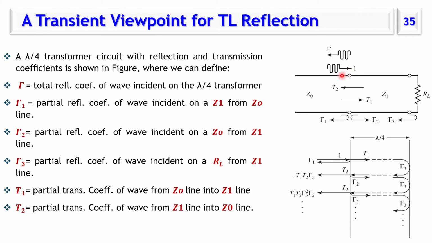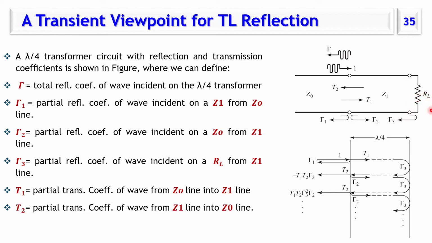So there will be some reflection here. Let us call this reflection gamma 1. Part of the signal will be reflected and part of the signal will be transmitted. This is transmission coefficient 1. The T1 portion keeps moving. It just sees Z1, no change, till it reaches this point. When it reaches this point, it sees RL different than Z1. So there will be reflection coefficient 3.